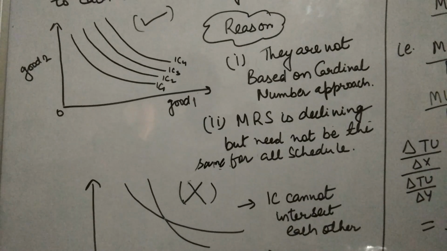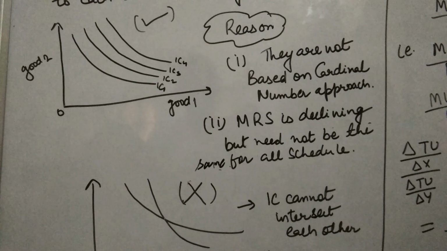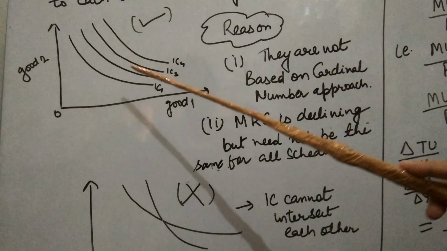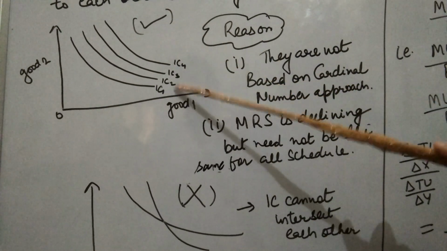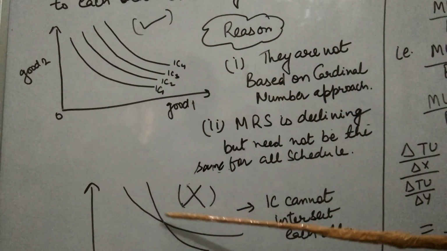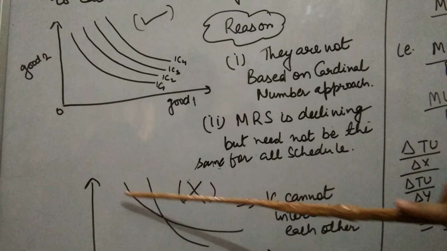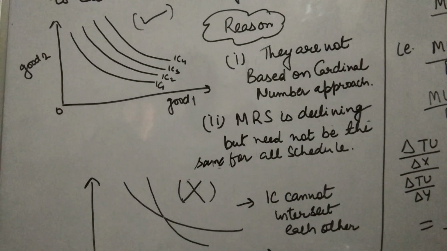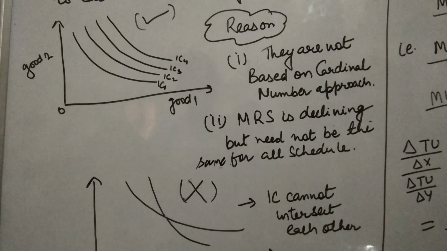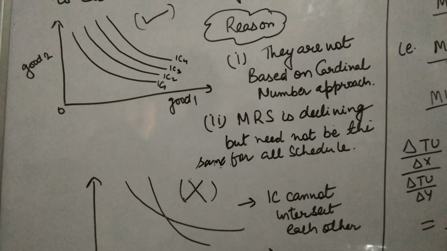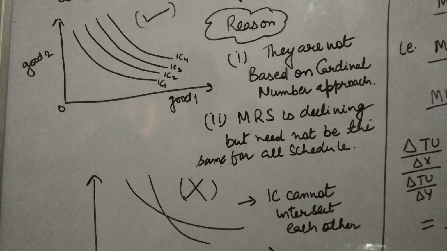Coming to the graphical representation of the IC curve, all of you are aware that IC is convex in shape and they never intersect. This is the right way to present ICs on an indifference curve map, and this is the wrong way. When both the ICs intersect, it will lead to confusion, and there are chances that the consumer may shift from this point to another point. Now, this was one.